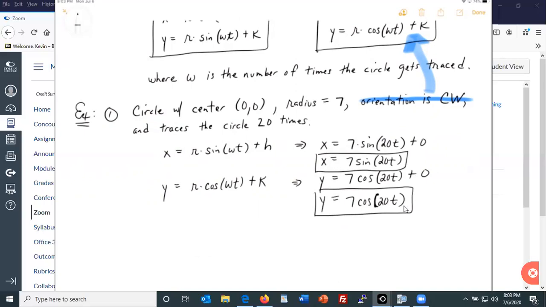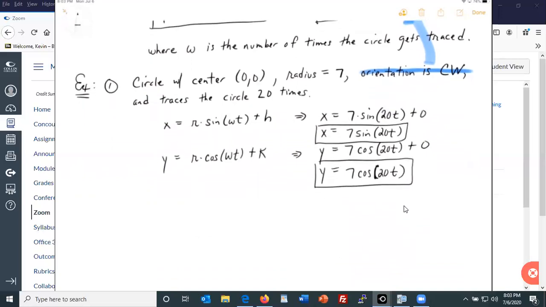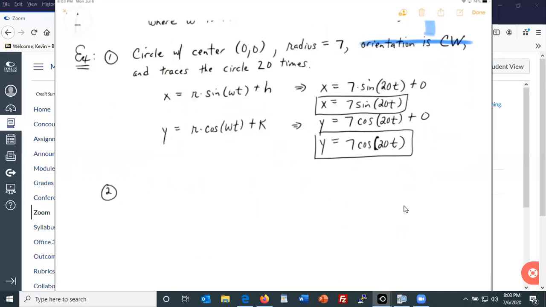And of course, you could graph these and confirm it. All right, so let's not do that for this one because I don't want to sit there and watch this thing circle around 20 times. That would just get annoying to me. So in number 2, we'll graph this one just to confirm it, but I won't have it go around as many times.